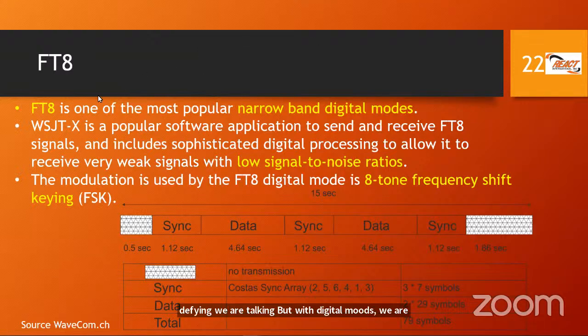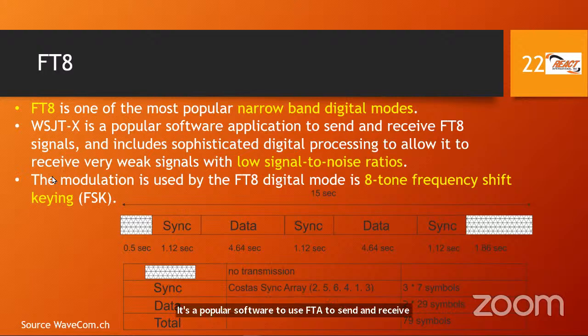So FT8 is one of those modes, and we'll show a little screenshot just now that'll give you an idea of what the software looks like, just so that you're aware, and a little map as well to show some communication that took place via FT8. But FT8 is one of the most popular narrowband digital modes, right? So bear that in mind. One of the software packages you can install on your computer to do FT8 is called WSJT-X. It's a popular software to send and receive FT8 signals, right?